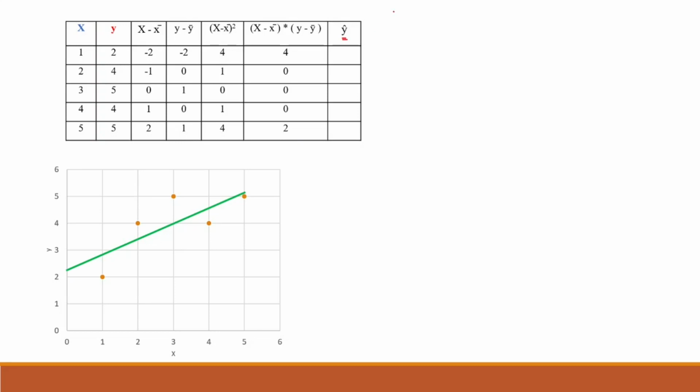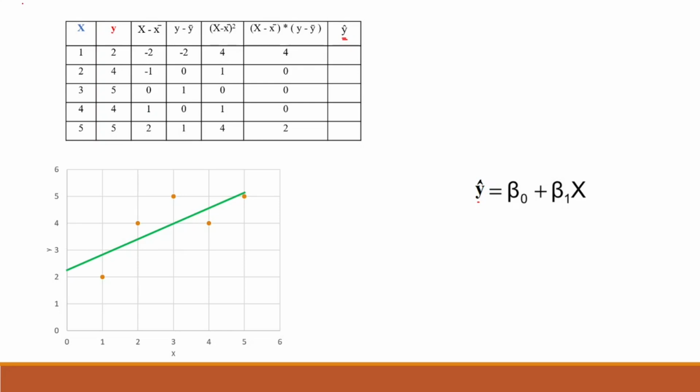Okay, y hat, as I've already mentioned, is the predicted value. So what is the formula? The same formula I have to use, but I just have to change this y as y hat. So using this formula, I should be able to predict the y hat value. Okay, so y hat = beta naught + beta 1 into x.